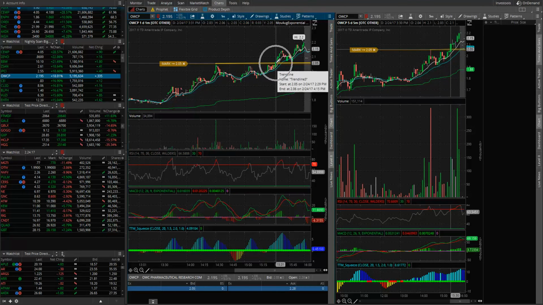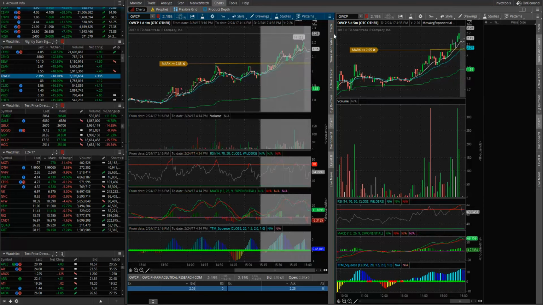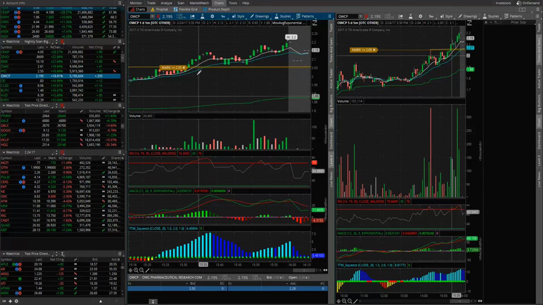And look, once it broke that high of day, you got some buying pressure there. All right, and it kind of just ripped the rest of the day. That's what a lot of people do. They look for that high of day breakout to trade into. Okay, that's another confirmation to buy into.